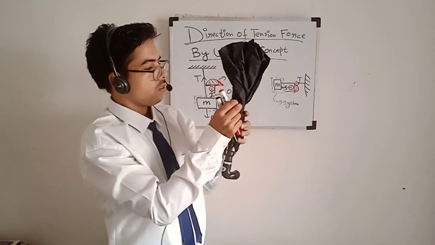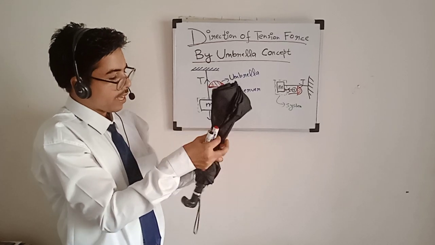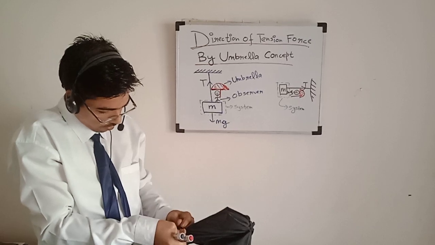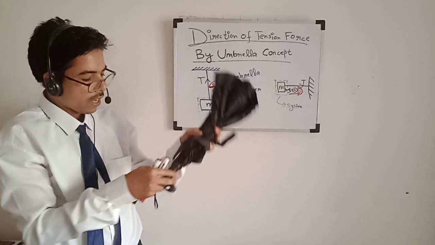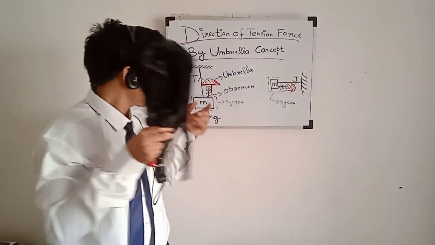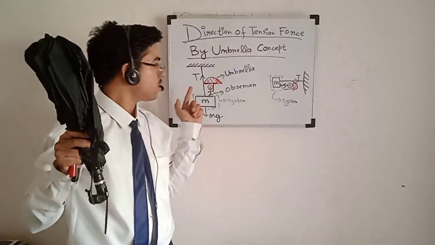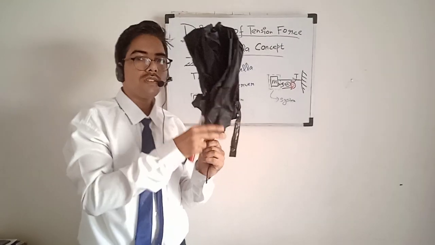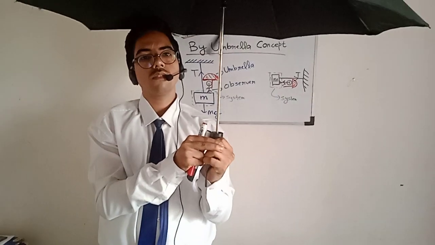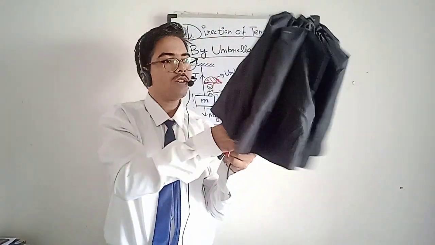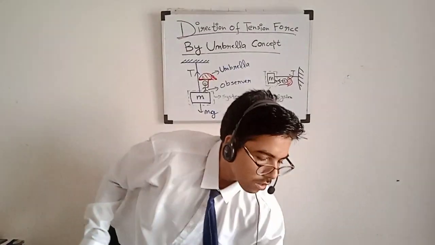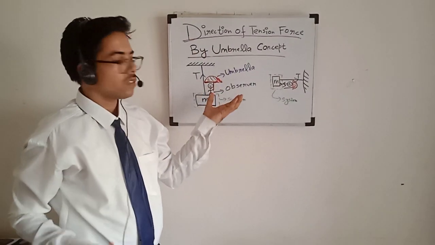Clear? So I open this umbrella like this. This is me. I am the observer who is standing along the string. So this is the string. I am opening this umbrella like this. You can see like this. So you can see the direction in which umbrella opens is the direction of the tension force.